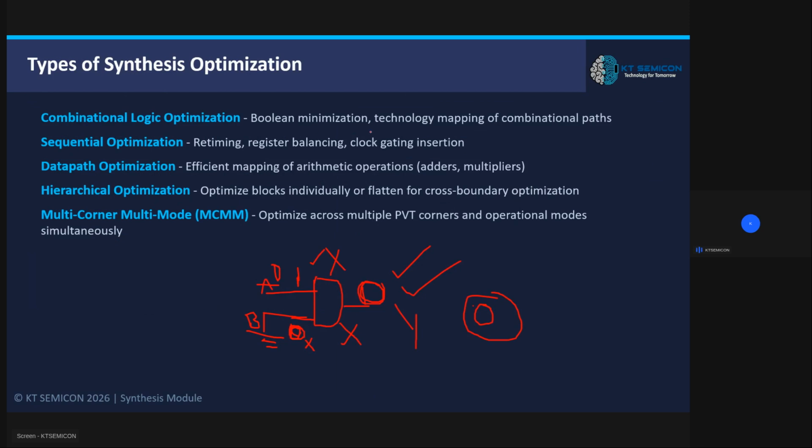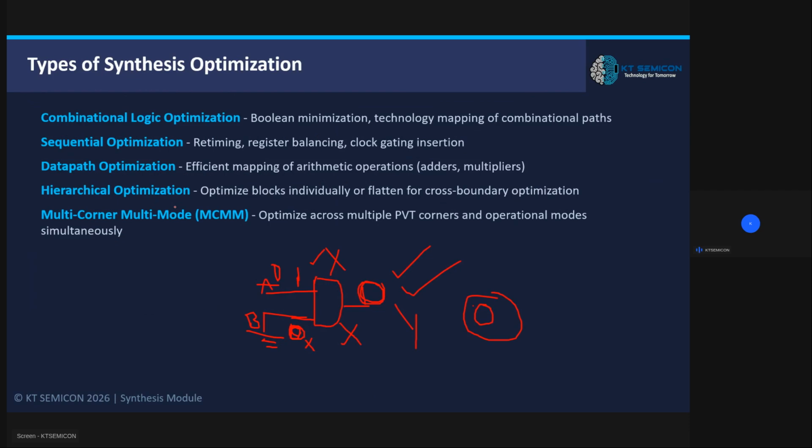Then Boolean minimization: we have an expression, and by using some minimization steps we need to minimize the logic as much as possible. After that come sequential optimization and data path optimization, which means our data path should be as minimized as possible, because this path is what transfers the data. So we need to minimize it. If the path is minimized, we can transfer the data faster.